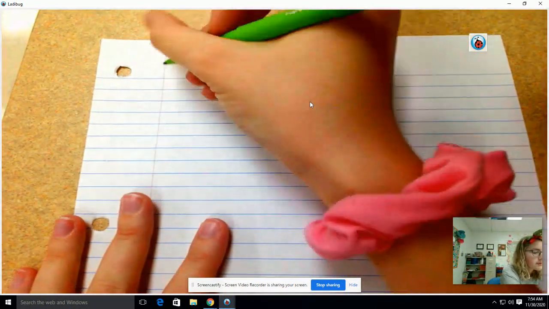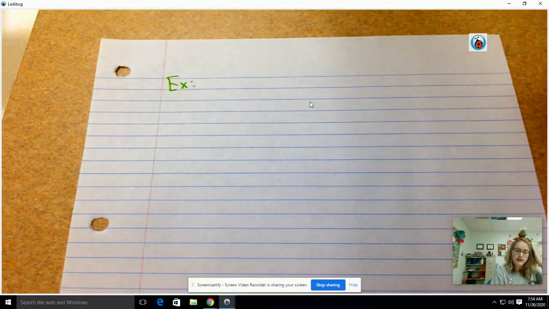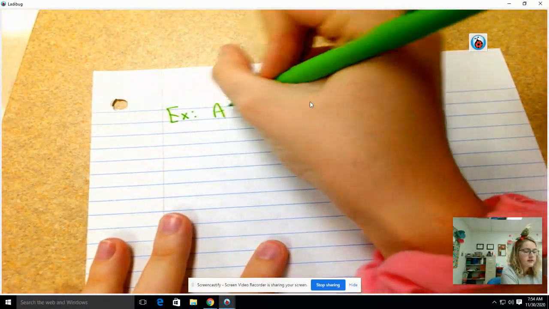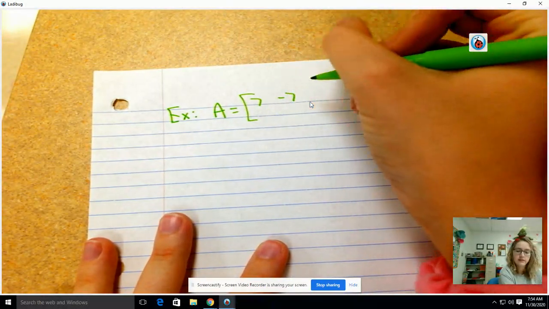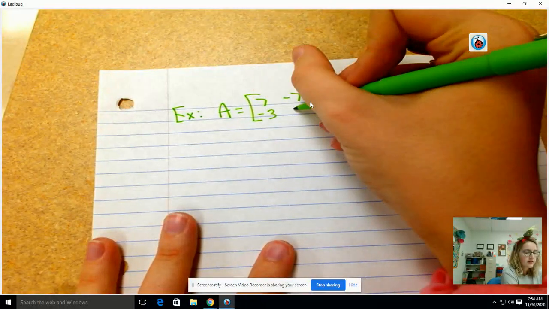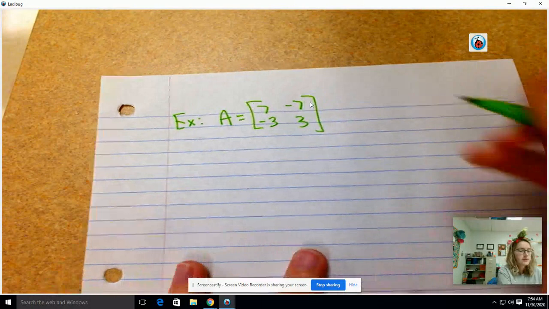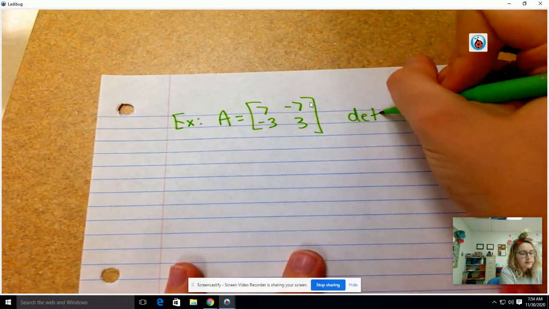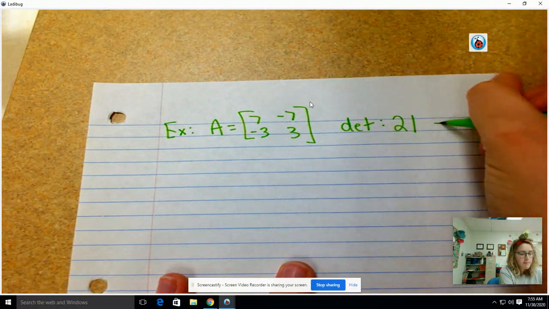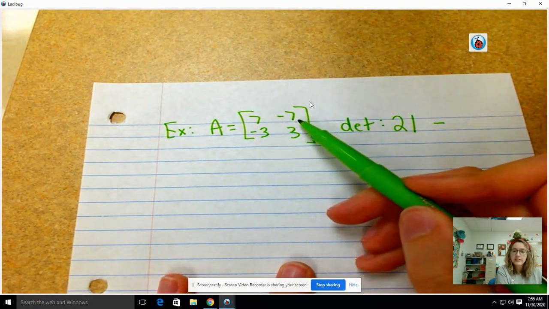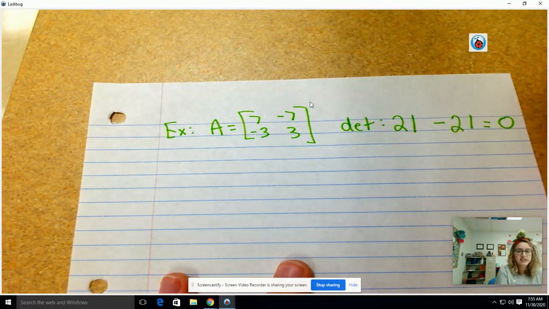So our second example. We are going to have A equals 7, negative 7, negative 3, and 3. And we want to find the inverse. So the first thing we're going to do is find our determinant. 7 times 3 is 21, minus negative 3 times negative 7 is also 21. So our determinant is going to be 0.